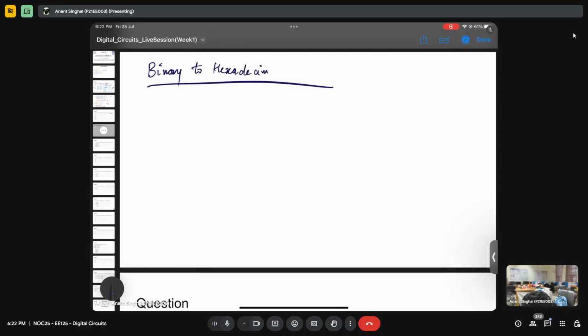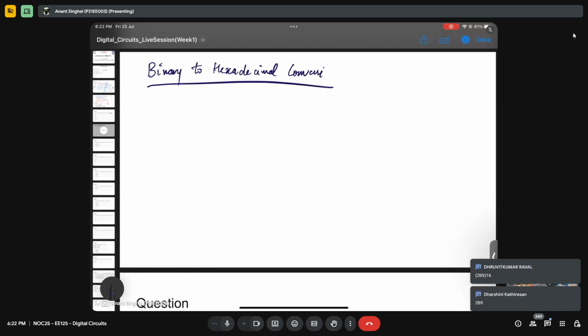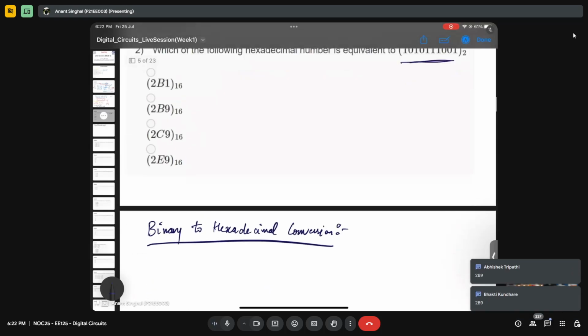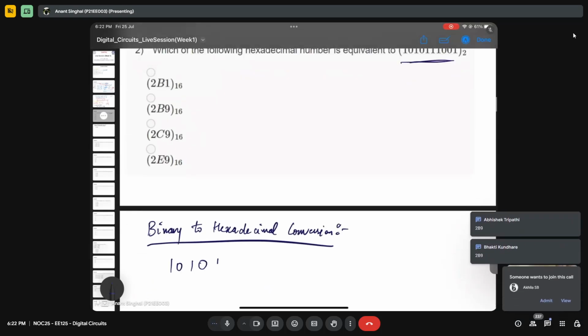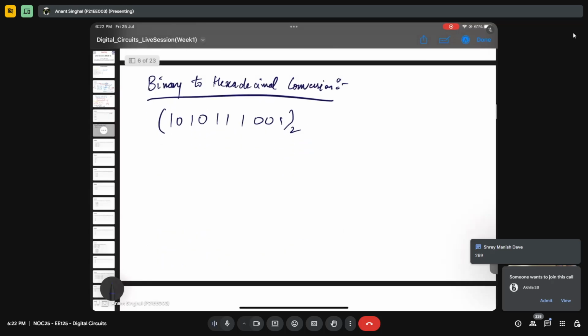So if you have been given any binary number and you need to convert it to a hexadecimal. I already got some of the answers, so it's good that you are already aware. So the problem that we had is 1010111001, and this is the binary number, and we need to convert it to the hexadecimal equivalent.